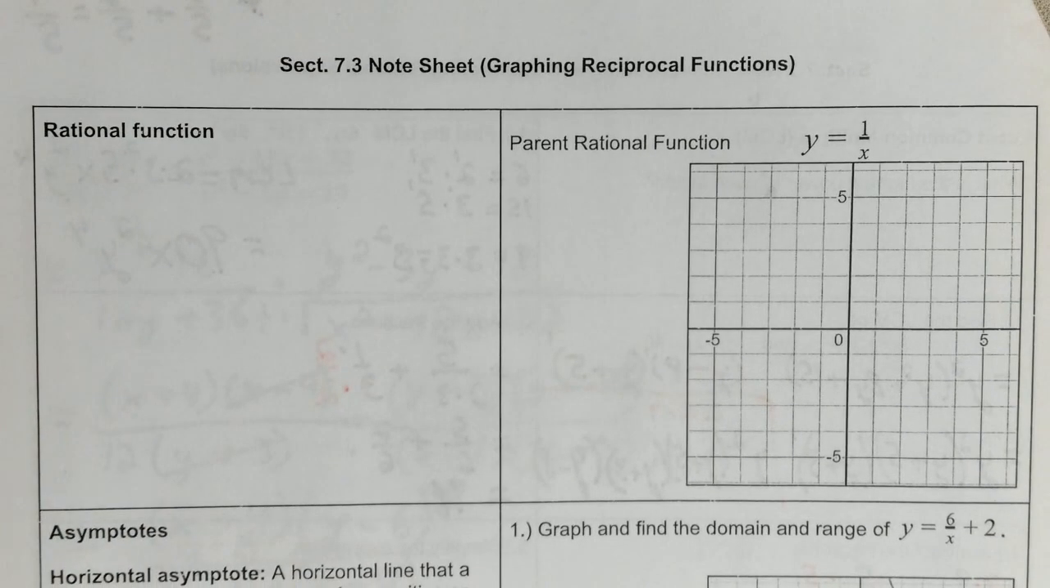All right, we're going to talk about section 7.3, graphing rational functions. First, let's talk about what a rational function is. A rational function is just a rational expression, so an expression that sort of looks like a fraction. There's a numerator and a denominator.